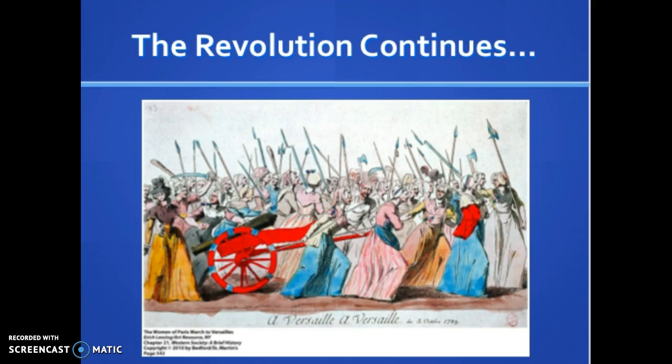Except for the one woman at the very end, over here. She seems to be a noble woman who is being dragged along by the mob, by the crowd. You can also see that these women have armed themselves with medieval weapons. They have spears, they have pikes, they have bayonets, they even have found a cannon somewhere. It's really quite amazing. But anyway, this drawing tells you a lot about who is revolting, or at least who is angry about these food prices.